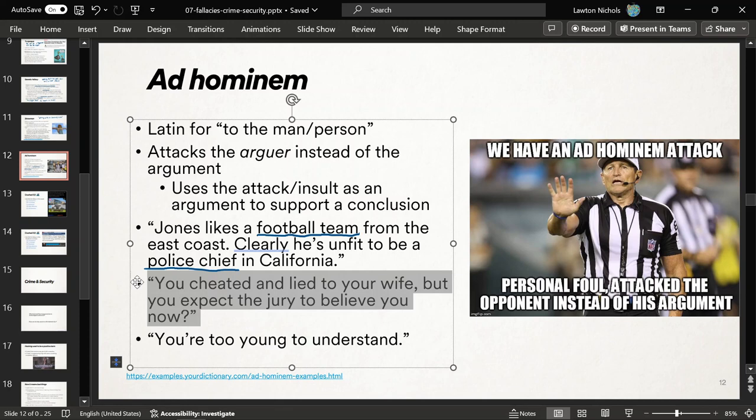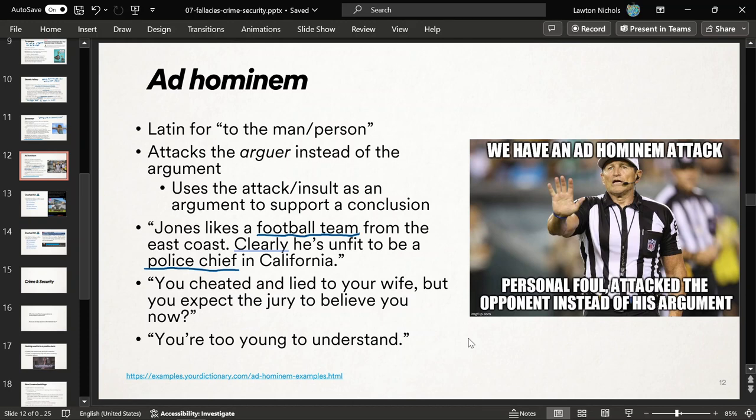So maybe this is true. Maybe this person really did cheat and lie to their wife, but the trial is about something completely different. Something absolutely different. This is an ad hominem fallacy still. It's attacking the person rather than giving an argument for why they should be convicted of some potentially very different crime. Okay? That's the idea.